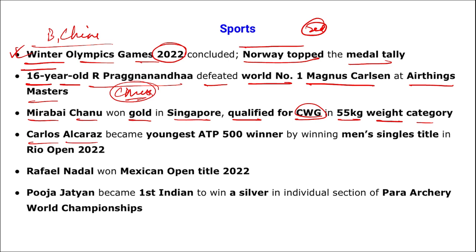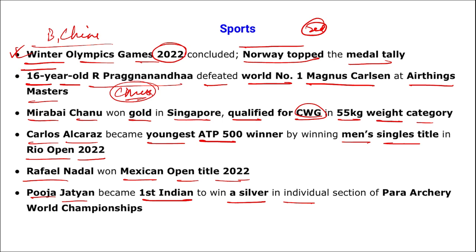Carlos Alcaraz became the youngest ATP 500 winner by winning men's singles title in Rio Open 2022. Rafael Nadal won Mexican Open title 2022. Pooja Jatyan became the first Indian to win a silver in the individual section of Para Archery World Championship. Mark this.